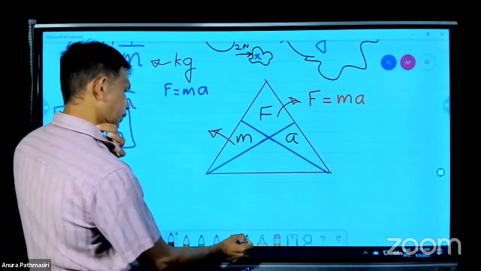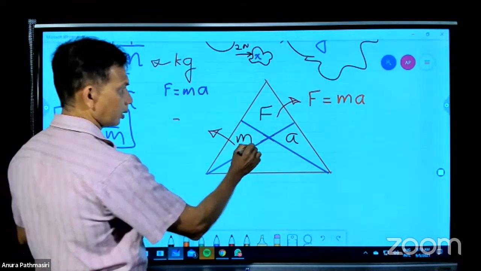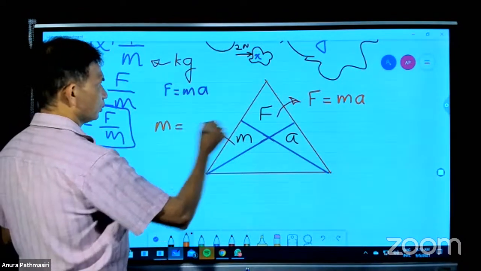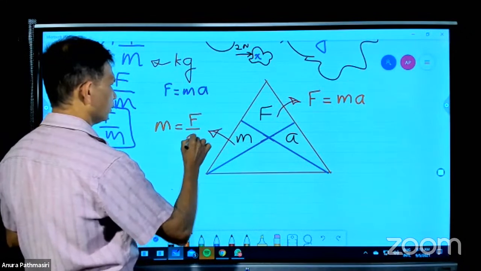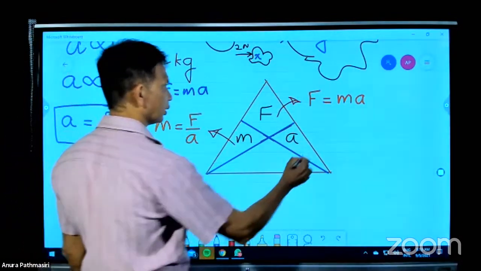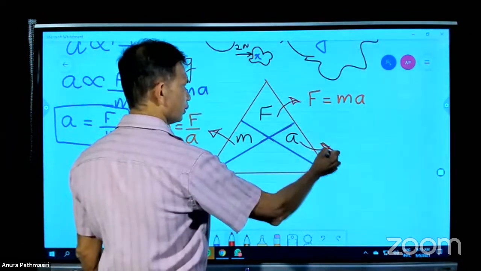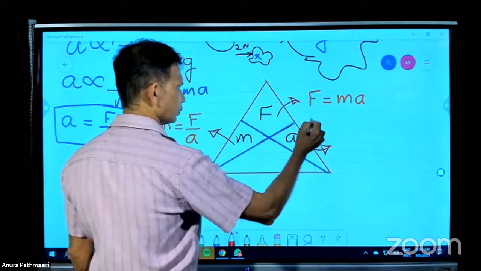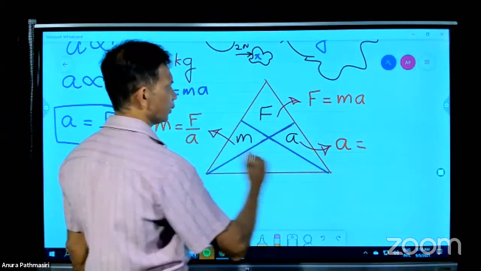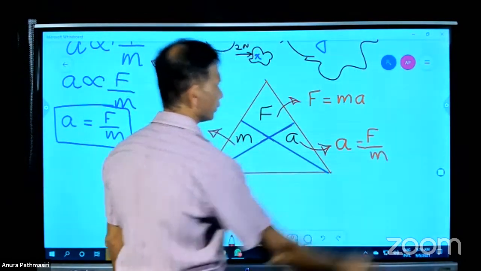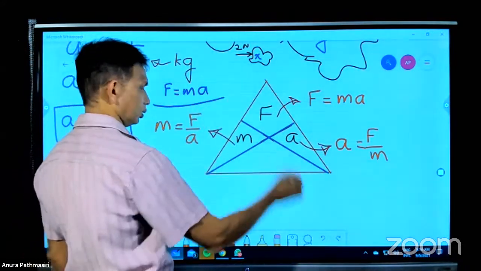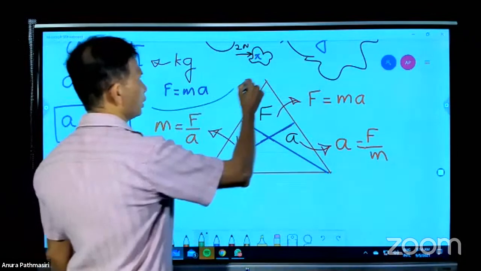And if you want to find out M, it is F divided by A. M equal F divided by A. And if you want to find out acceleration, then you can write A equal F divided by M. By using this, you can calculate the questions given to you at any time.